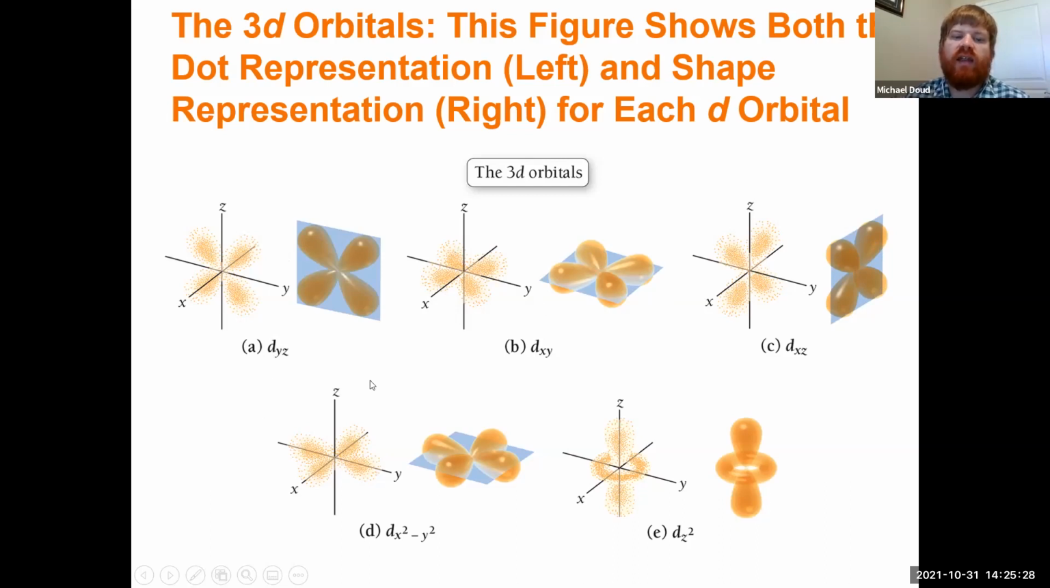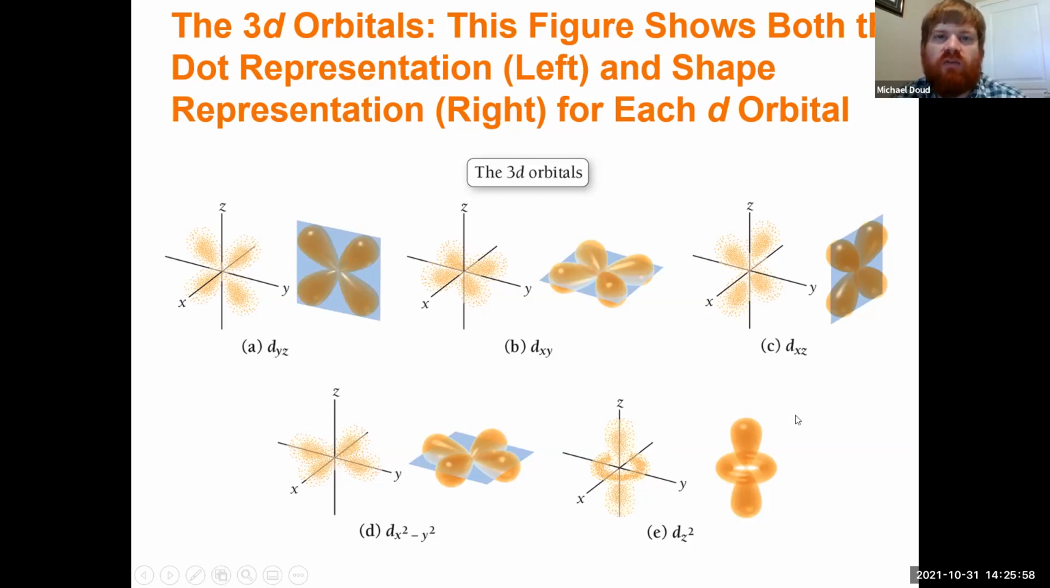Now, the 4th orbital here looks similar, dx squared minus y squared. It's 4-lobed, but these lobes are actually on the x and y axes. So that's what makes it different from the dxy. And then finally, the real weird one here is the dz squared orbital. So the dz squared orbital kind of looks like it has a donut around the middle of a p orbital. And so that's kind of the way you can think about it. It's a weird 3-dimensional shape.